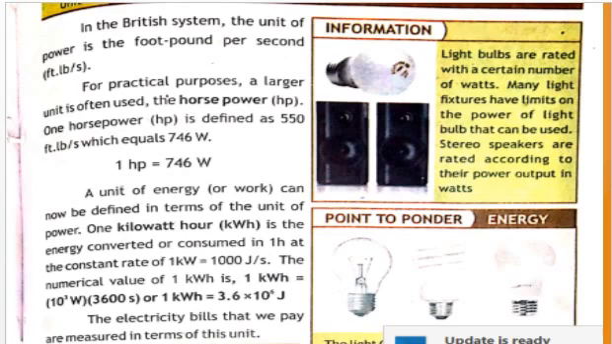A unit of energy or work can now be defined in terms of the unit of power. 1 kilowatt hour is the energy converted or consumed in 1 hour at the constant rate of 1 kilowatt, equal to 1000 joule per second. The numerical value of 1 kilowatt hour is 1 kilowatt hour equal to 10 raised to power 3 watt into 3600 seconds. तो हमारे पास आया 3.6 into 10 raised to power 6 joule. The electricity bills that we pay are measured in terms of this unit.